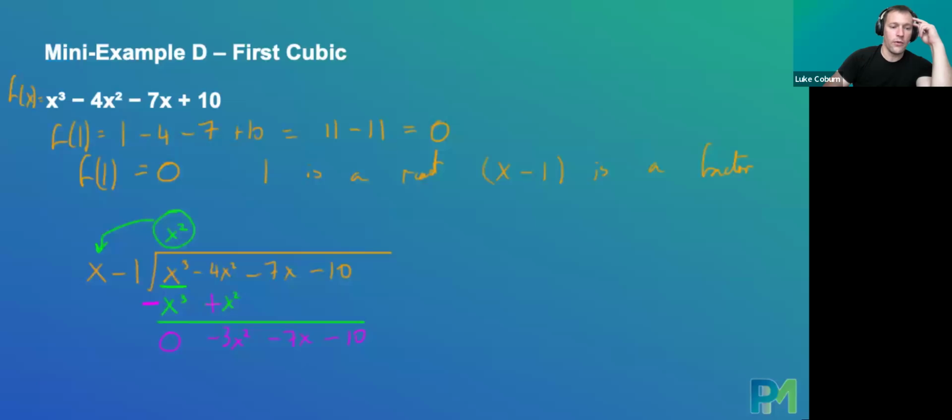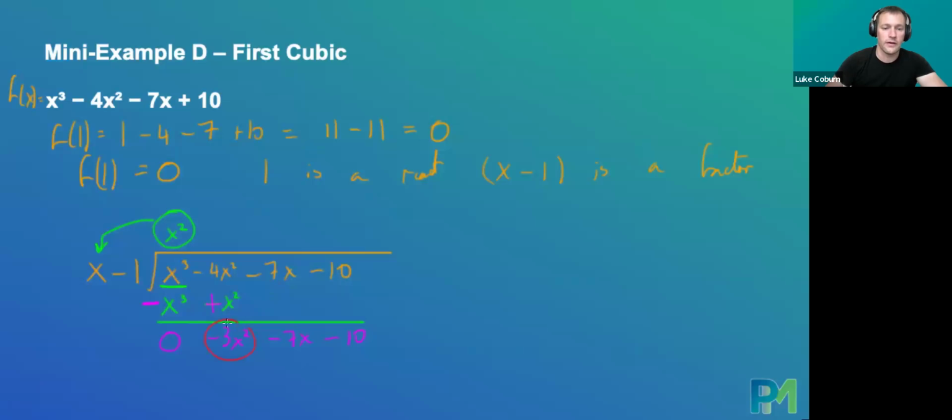Okay, so what do I do now? So many times in maths, the answer to what I do now is just what I did before. So what did I do before? Before, I looked at the leading term, and I asked myself, what number would I put up here that would multiply by this number here to give me the same thing? So that would subtract off and give me 0.